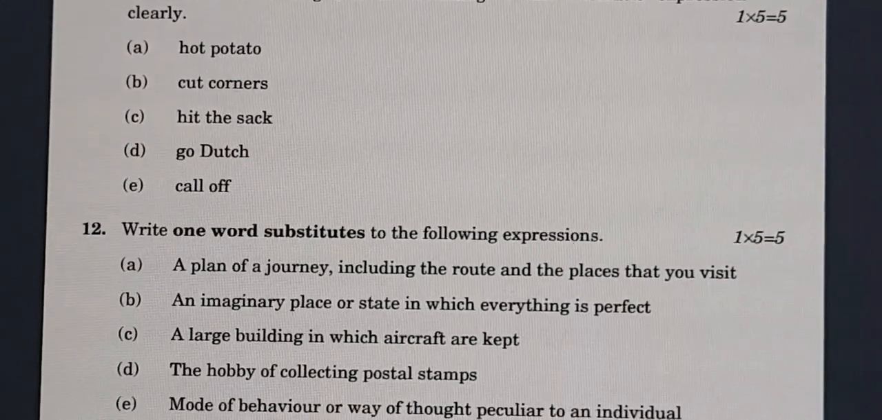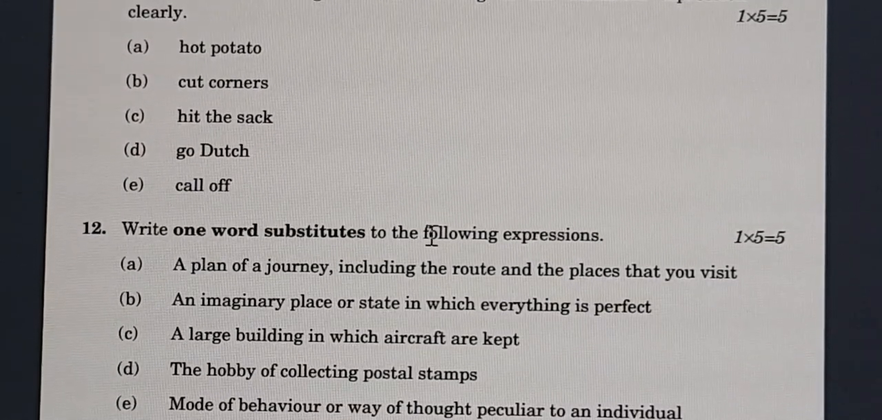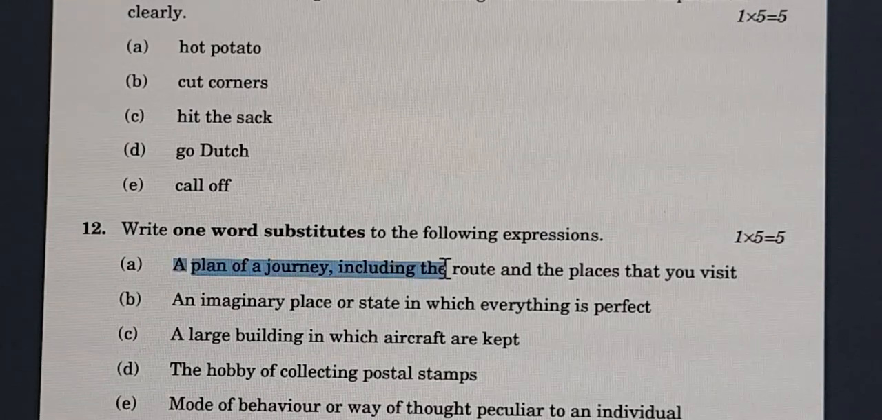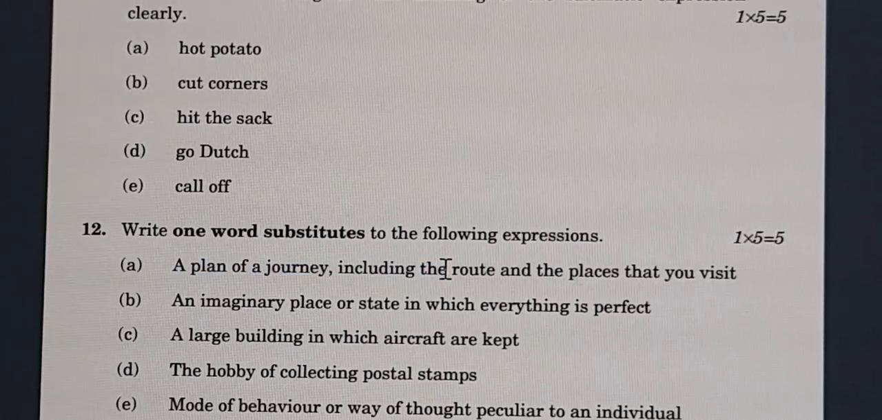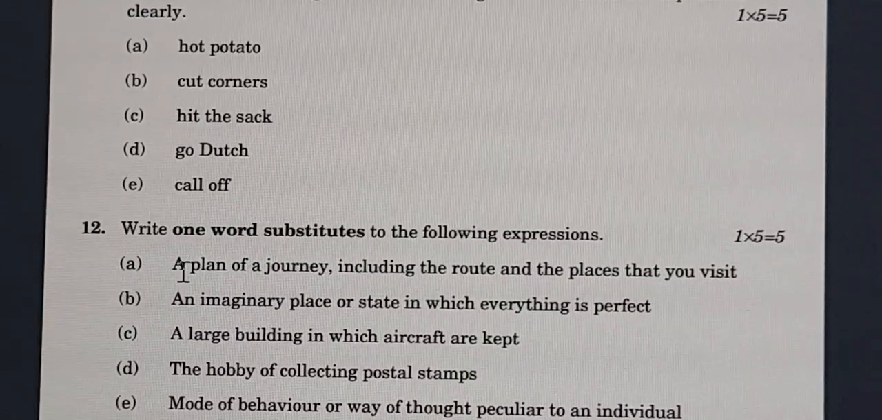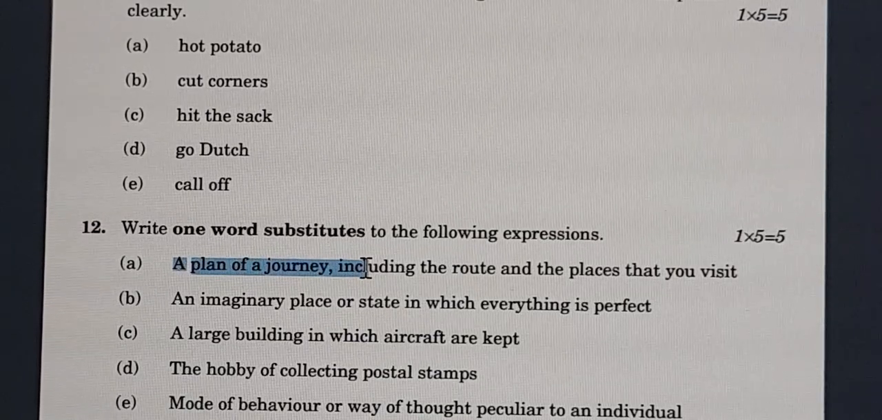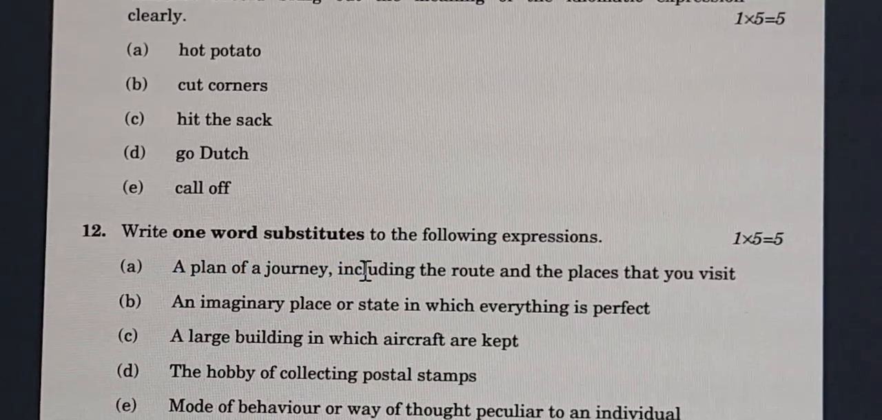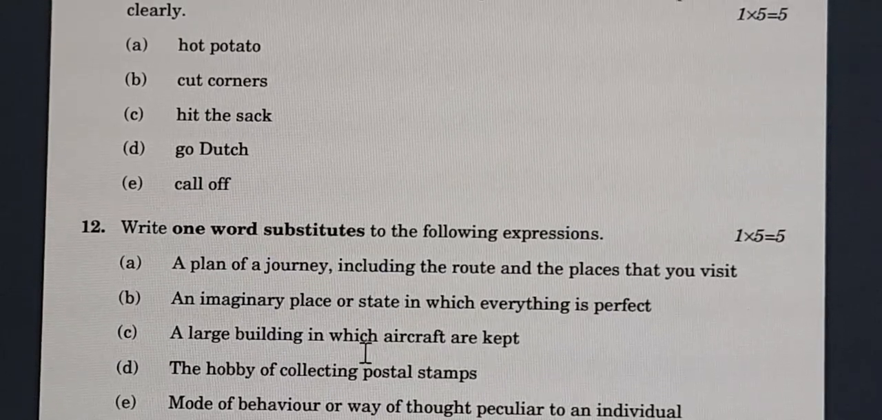Now move to the next section. Write one word substitutes for the following expressions. So it is the meaning of some word. Instead of writing the complete expression, there is a one word substitute. This is the full meaning of a word and you need to identify that word and write it down. And this also carries 5 points.